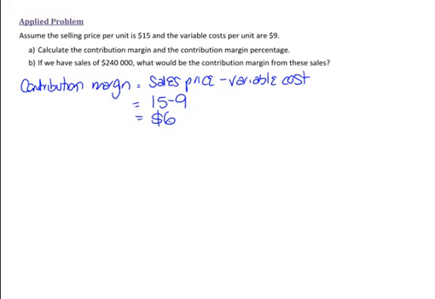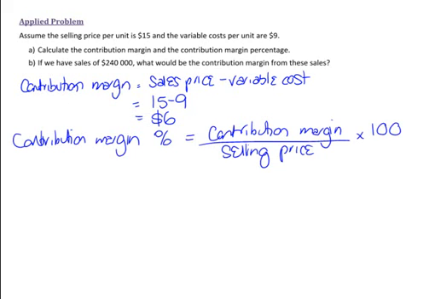Now to get the contribution margin percentage, that's going to be your contribution margin over your selling price. So that there is your fraction, which you then convert to a percentage by timesing by 100. So let's look at our details. Contribution margin was 6. Our selling price was 15. And we're going to times that by 100. So 6 divided by 15 times by 100 gives me 40%. So your contribution margin percentage is 40%.